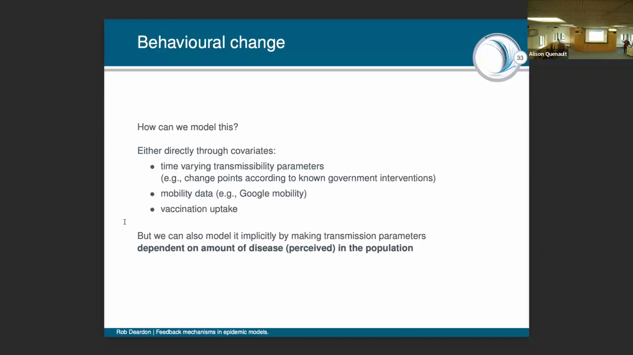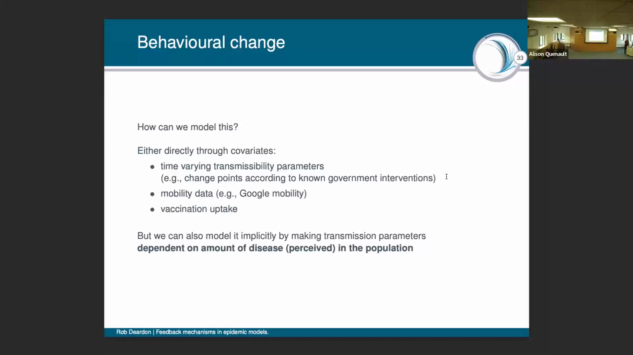So there are lots of ways we can model this, and the way that it was generally done, and is generally done, is to use some sort of covariate, right? And it's an obvious thing to do. I mean, perhaps the most obvious thing to do, if you know that the government's introduced some restrictions on a certain date, is allow your transmission rate to become a step function, right? So you have a higher transmission rate, and then some point in March, when restrictions were brought in, you allow that transmission rate to go down.